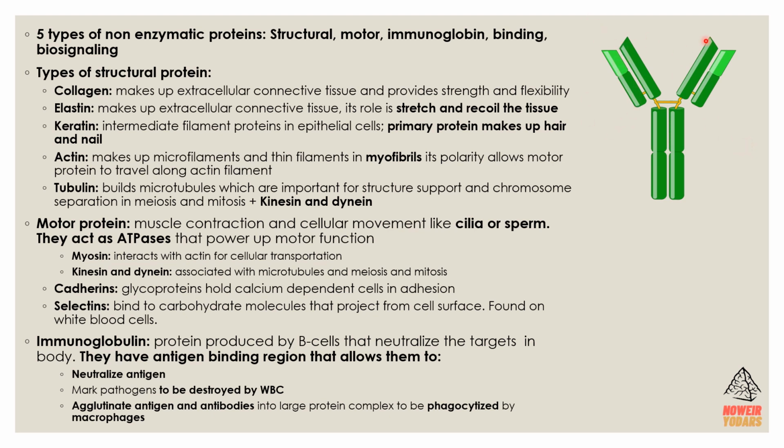They have the antigen binding regions here, and agglutinate antigen and antibodies into a large protein complex to be phagocytized by macrophages. So agglutinate is basically they collect the antibodies, and they can collect the pathogens into one large complex so they can be eaten by macrophages. In simple terms, it's not really eaten, but you know what I mean.